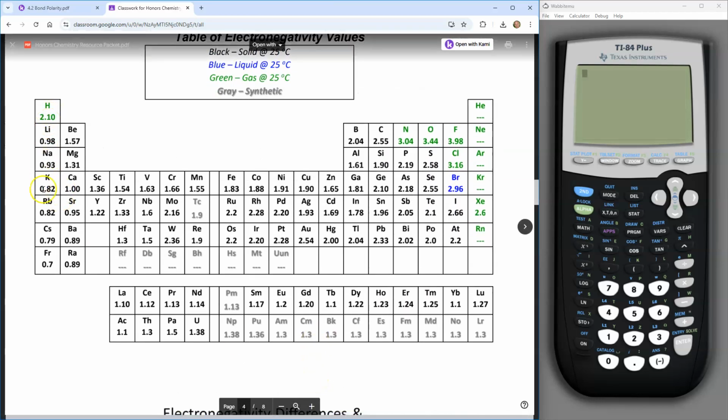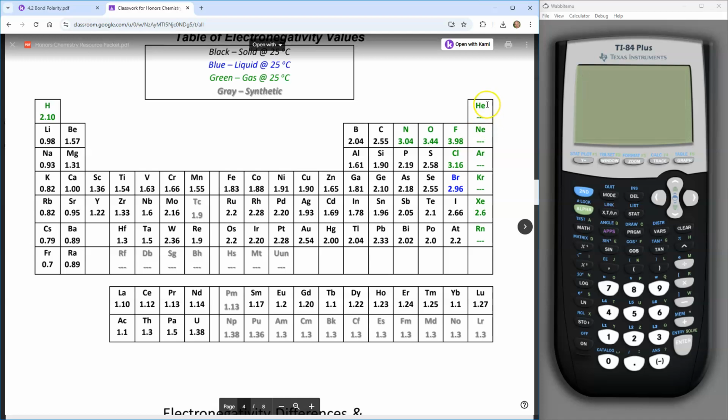If you notice on the left-hand side of our periodic table, the values are relatively small, less than 1, with a few minor exceptions. On the right-hand side, the values are a lot larger. Fluorine has the greatest electronegativity of any element on the periodic table. 3.98 is the greatest electronegativity value. So electronegativity increases as you move to the right and as you go towards fluorine at the top.